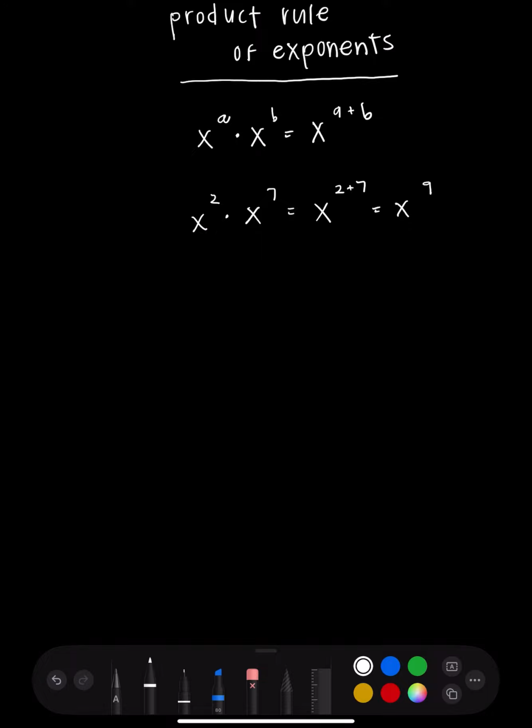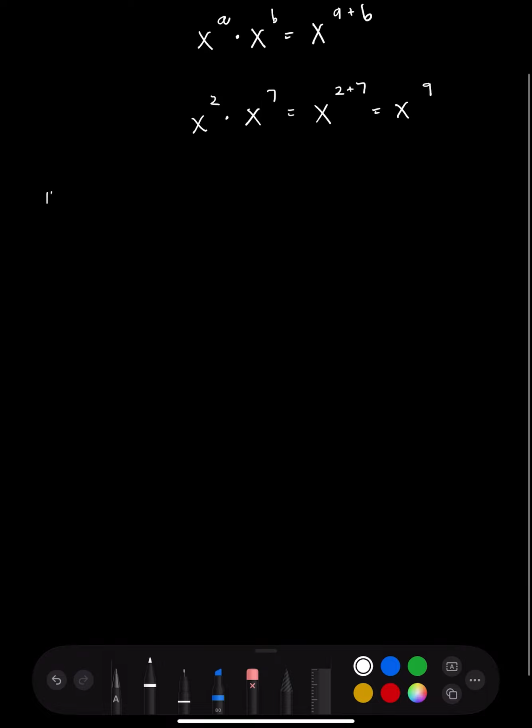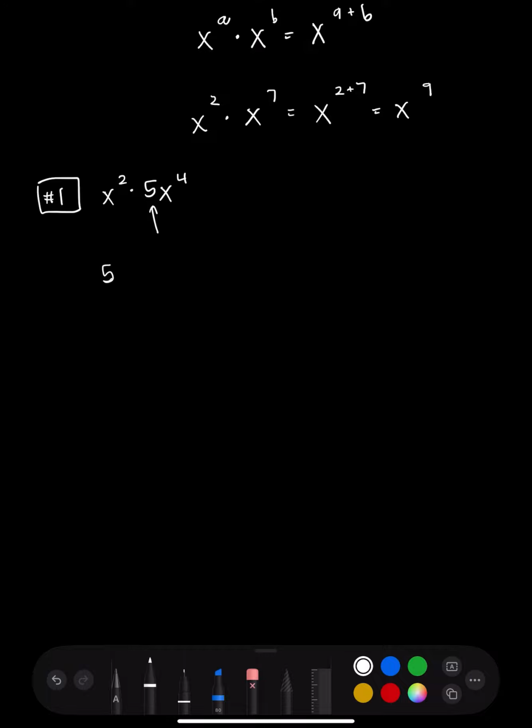Let's go through some examples, and that way you can see a few more. So the first example is x squared times 5x to the fourth. On this one, it looks really similar to that example that I just wrote up above, but it has that 5 in front of it. If the x squared had a number or a coefficient attached to it, we would multiply those things. But because it doesn't, we're just going to rewrite the 5.